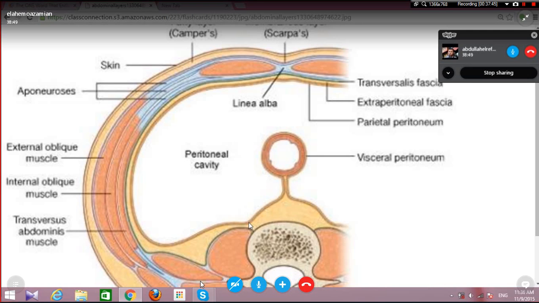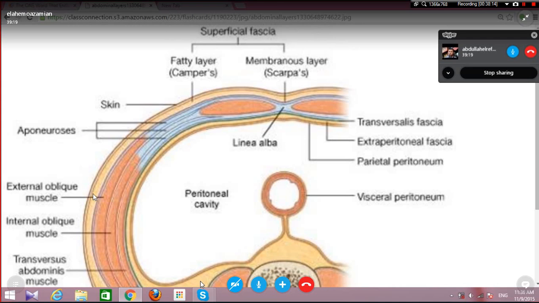Okay, so can you tell me the layers from outside till inside? Laterally, very laterally, because anteriorly is different. Laterally, what is first? First you have skin. Then you have superficial fascia, which is divided into Camper's and Scarpa's. What is Camper's? Camper's is the fatty layer, and Scarpa's is the membranous layer.